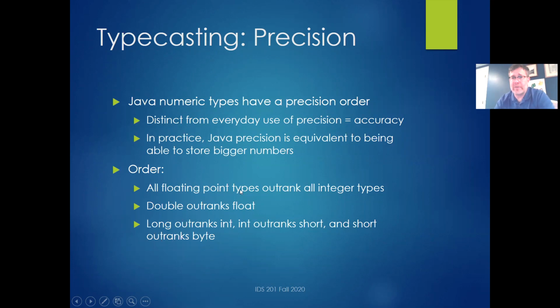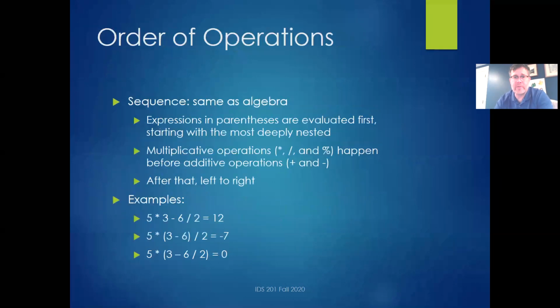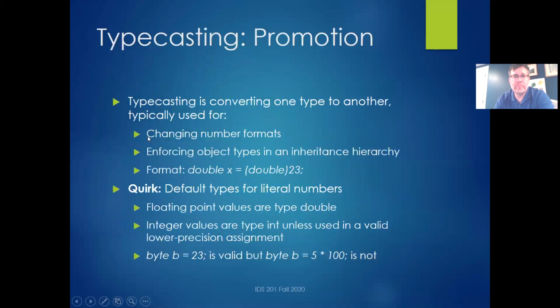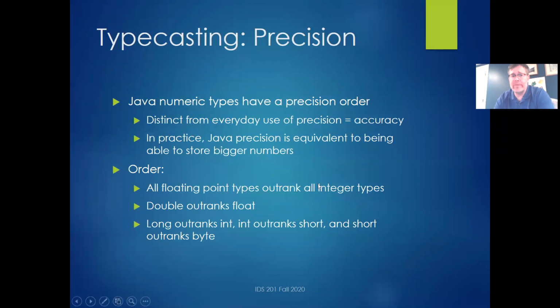What it means, remember when I talked the other day, is basically any of these numeric types, let's go back up to this table. Each lower type in the table can encompass all the values of the type above it. Any value that can be represented by a float can also be represented by a double, but not the other way. I could have 10 to the 40th, which can be represented by a double, but not as a float. So that's the precision order. All floating types outrank all integer types, double outranks float, long outranks int, int outranks short, short outranks byte. The order is all there in the table.